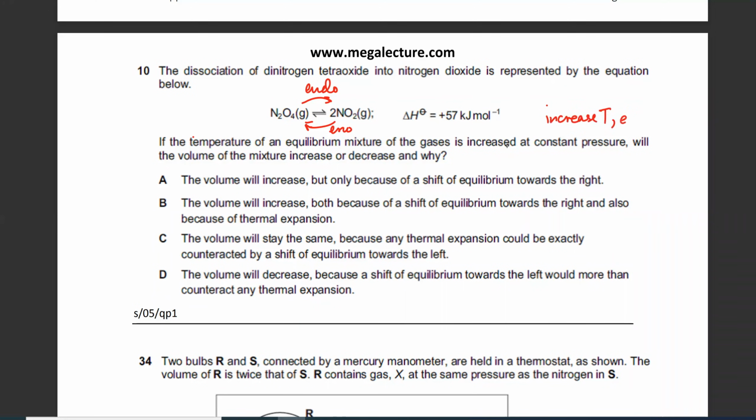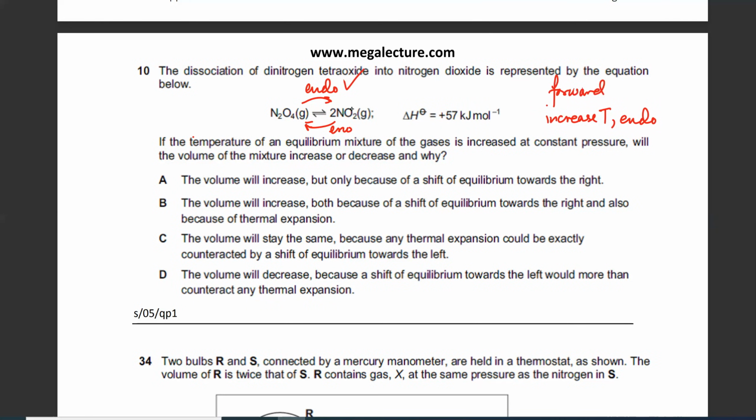Endo. Okay, so endo is going to be favored. So it's going to go forward, it's going to move to the forward reaction. So will the volume of the mixture increase? Will you get more gas if the forward reaction happens? Yes. You're going to get more gas because if the forward reaction happens, which is endo, as we figured out, one molecule changes into two molecules of gas. So you're going to get more gas. Is that clear?